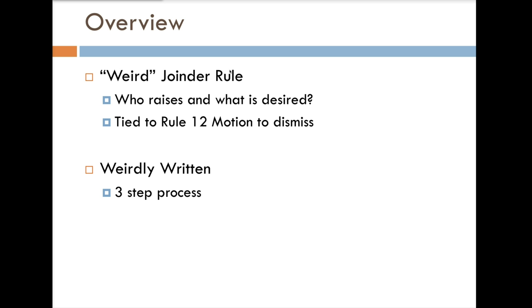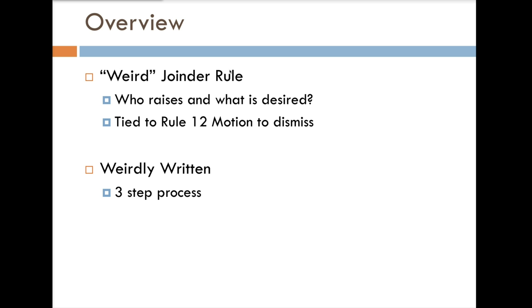So, unlike most of the rules where either the plaintiff or a defendant wants to join a party, Rule 19 is used in conjunction with a Rule 12 motion to dismiss to try to usually dismiss the case. Most often it's raised by the defendant since the defendant wants to try to dismiss the case. It would not make sense for a plaintiff to raise a Rule 19 motion to dismiss because the plaintiff wants the case to continue. In addition to being a weird joinder rule, it's also strangely written.